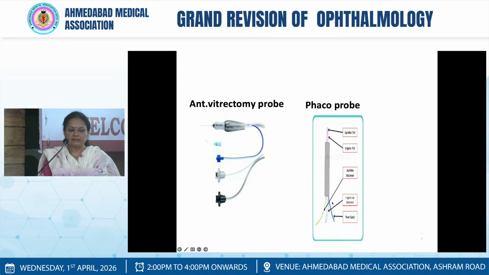and there are 2 tubings and 1 wire at the end. The wire is for power supply with the machine, 2 tubes, 1 for irrigation and 1 for aspiration.